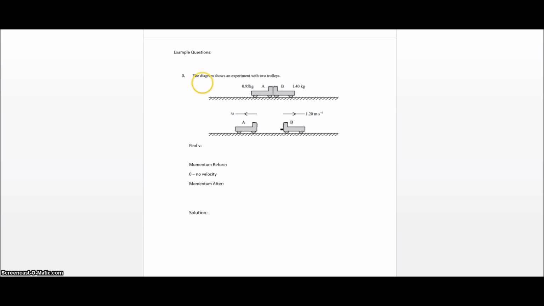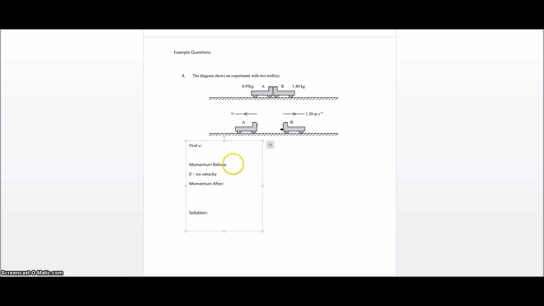So the diagram shows an experiment with two trolleys. The first trolley A has mass 0.95 kilograms and B has 1.40 kilograms. They suddenly explode with B rocketing away at 1.20 meters per second and A traveling away with another velocity in the opposite direction. So here, this is an inelastic collision. It said that before in the question, but I didn't include it in the screen cap. So we only know that momentum must be conserved.